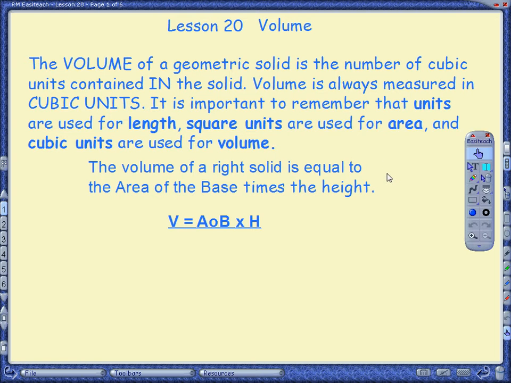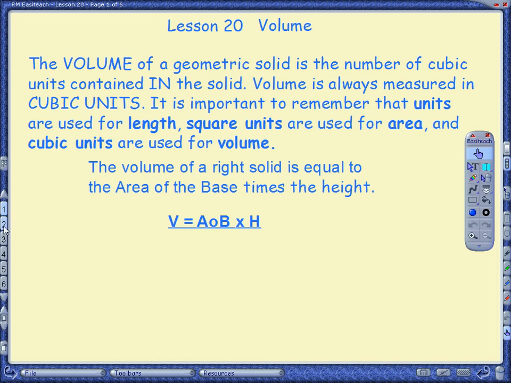It's important to remember that units are used for length, square units are used for area, and cubic units are used for volume. The volume of a right solid is equal to the area of the base times the height. So this is the general formula for any right solid.